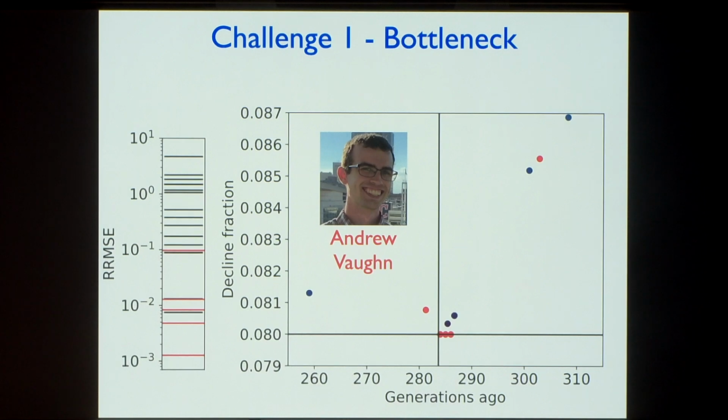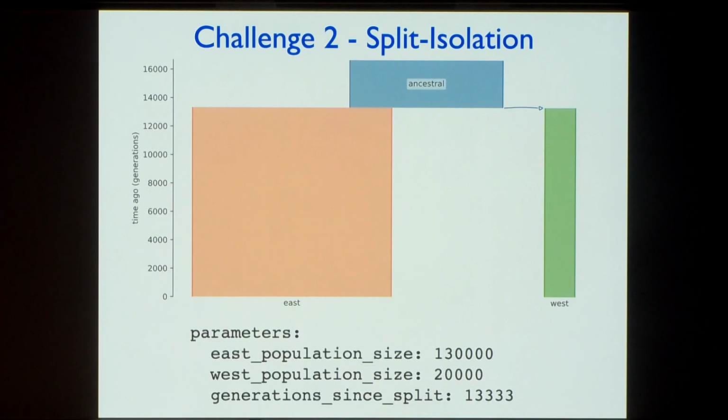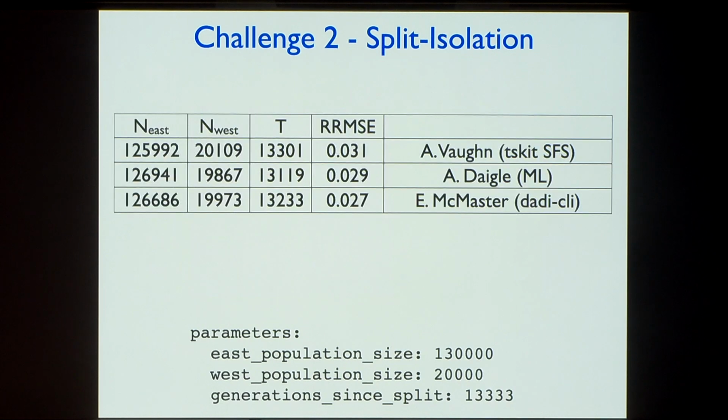So our second challenge was to try to up the complexity just a little bit. We had a split isolation model, again, a pretty simple population genetic scenario, no gene flow between these populations, and we asked people to estimate the contemporary population sizes and the generations since the split. Again, given the simplicity of the scenario, you might imagine that people were able to do pretty well on this.